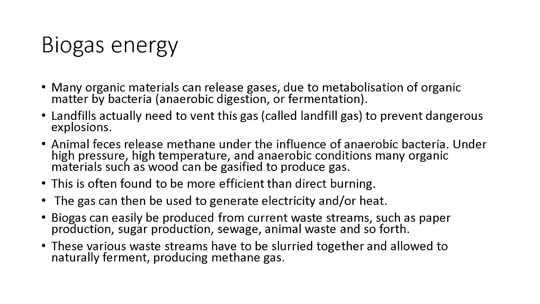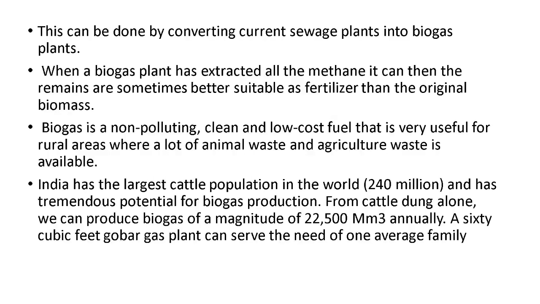Biogas can easily be produced from current wastewater streams such as paper production, sugar production, sewage, animal waste, and so forth. The various waste streams have to be slurried together and allowed to naturally ferment, producing methane gas. This can be done by converting sewage plants into biogas plants. When a biogas plant has extracted all the methane, the remains are better suited as fertilizer than the original biomass.